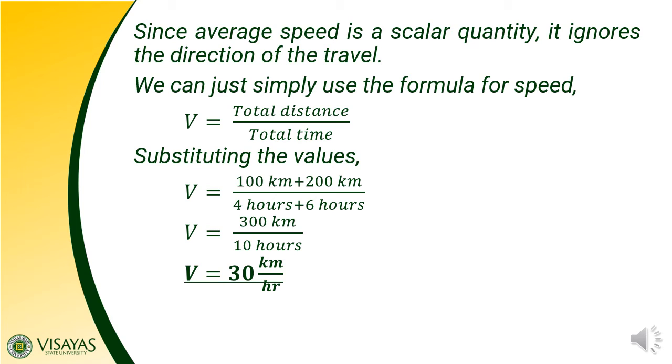So v is equal to, or the speed is equal to, 300 kilometers divided by 10 hours. So our speed, or the average speed for the entire trip, is 30 kilometers per hour.